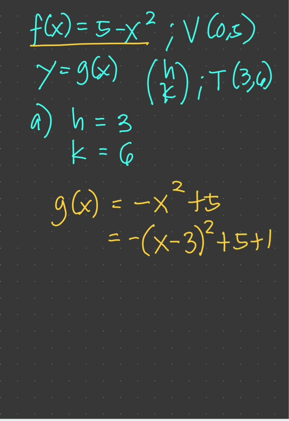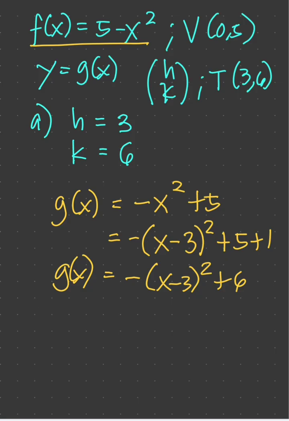Notice the vertex in the second graph in the image is 3, 6. The value of y is 6, so that means the graph is moved 1 unit up. So this would become negative x minus 3 squared plus 6. This is now the expression for g of x. Right. On the same diagram, sketch the graph of g.